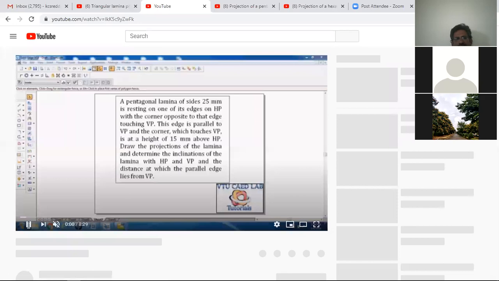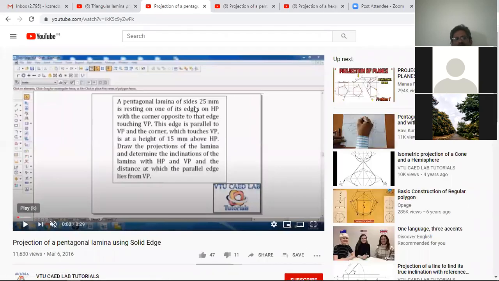A pentagonal lamina of sides 25 mm is resting on one of its edges on HP, with the corner opposite to that edge touching VP, and this edge is parallel to VP, and the corner which touches the VP is at a height of 15 mm above the HP. I think we have done this problem in the sketchbook. So draw the projections of the lamina and determine the inclination of the lamina with the HP and VP and the distance at which the parallel edge lies from the VP.